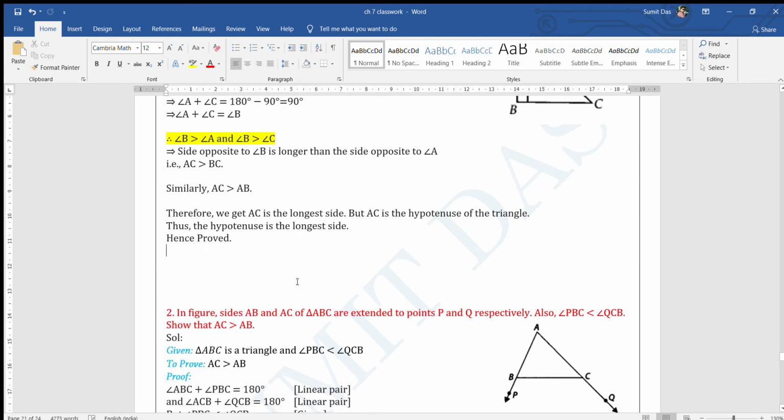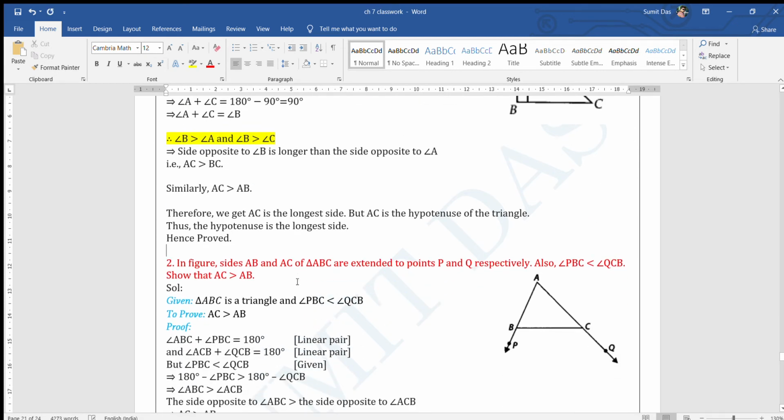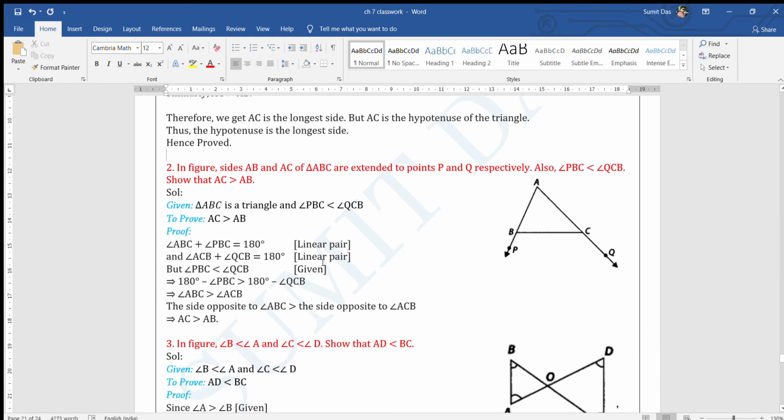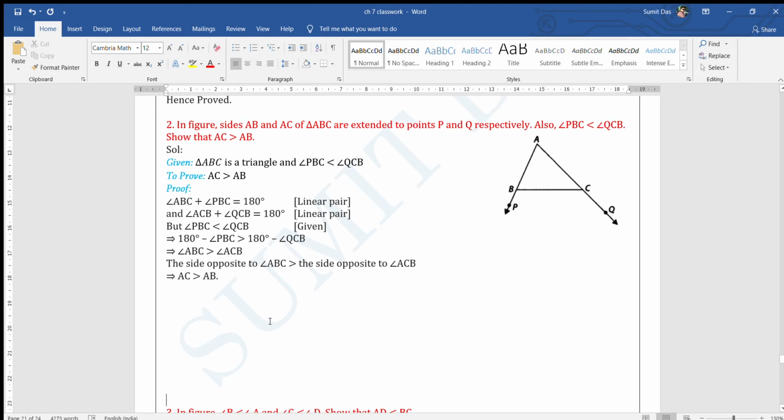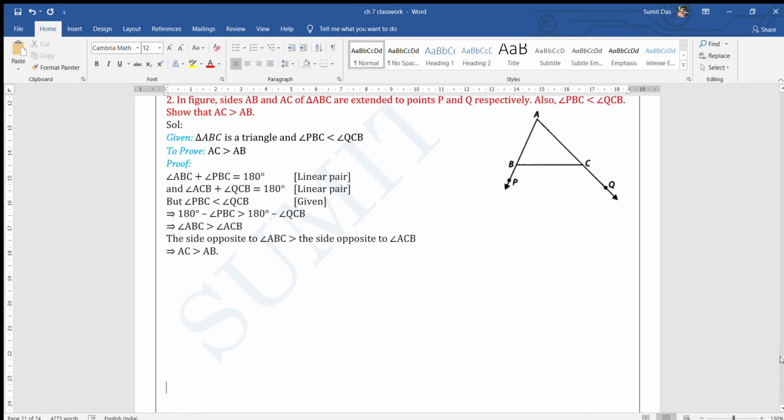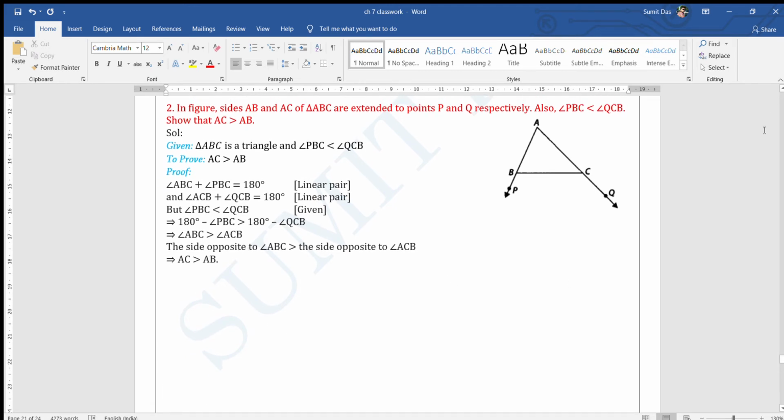Next, question number 2. In this question, in this given figure, today I did not bring the book, so I can't say, but I hope you can see the diagram.